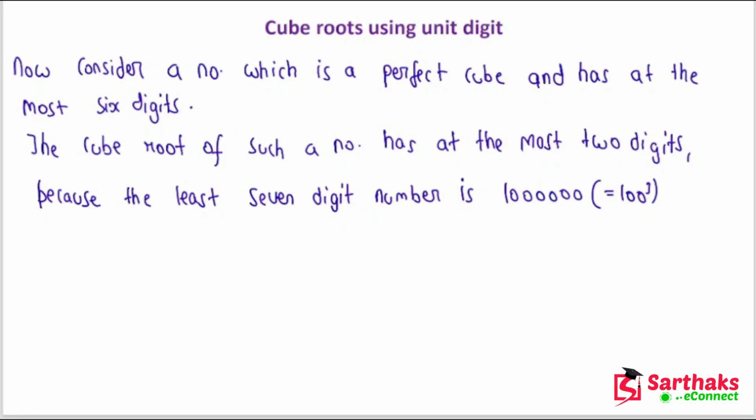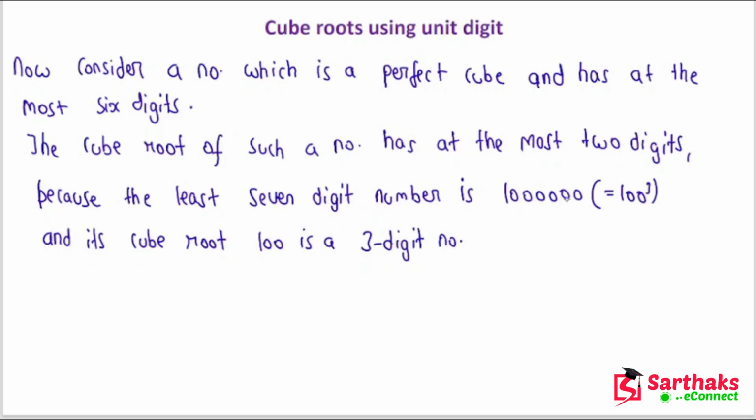So you can see the highest 6 digit number also has a 2 digit root. So yes, this method works for 2 digit cube roots basically. Highest 6 digit number has a cube root which has at most 2 digits. So you can very well say that our method will work perfectly. Because the least 7 digit number is 10 lakh, which is 100 cubed, and its cube root, obviously, would be 100, which is a 3 digit number.